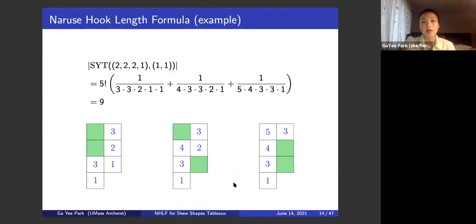So let's plug it into our formula. This, again, I have in blue written down the hook length of each of the elements. And the formula was a sum over all the excited diagrams. So each of these fractions corresponds to each of the excited diagrams. So this one corresponds to this one, and that one. Plugging in all the numbers, we indeed have 9 standard Young tableaux for this particular skew shape.